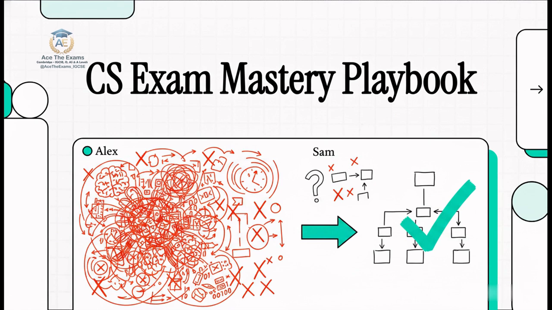To show you what I mean, let's look at two completely different types of students we see in the exam data all the time. First, there's Alex. Alex is a walking encyclopedia. When Alex sees a question, they overload the page with raw, unfiltered computer science facts, pouring out every single thing they know, but with absolutely zero analysis. It's a massive brain dump.